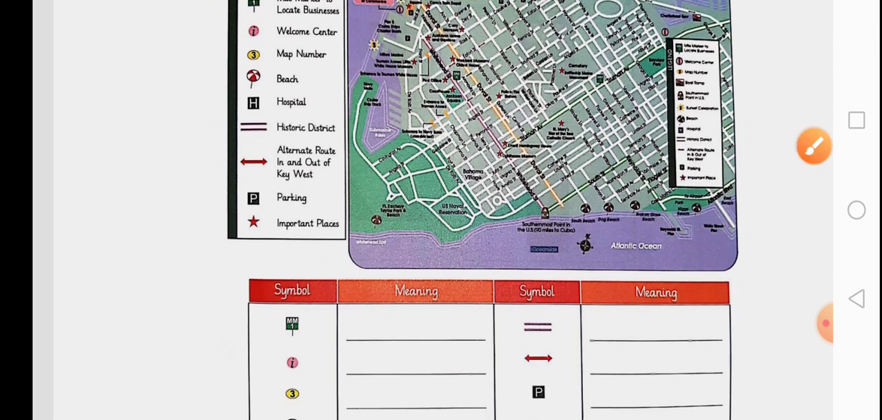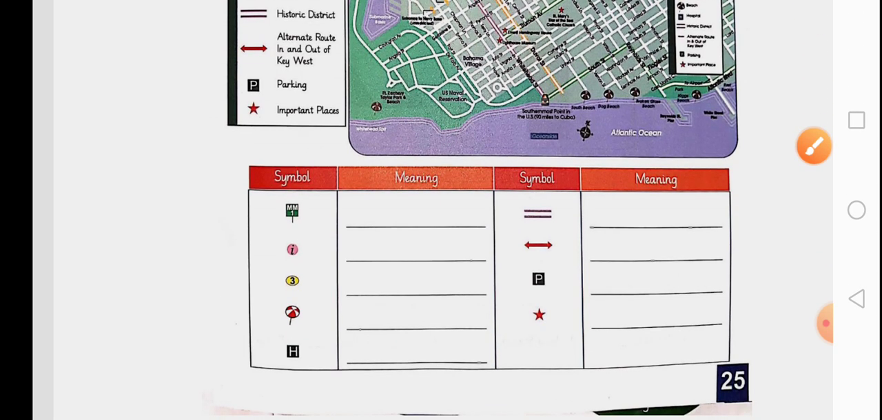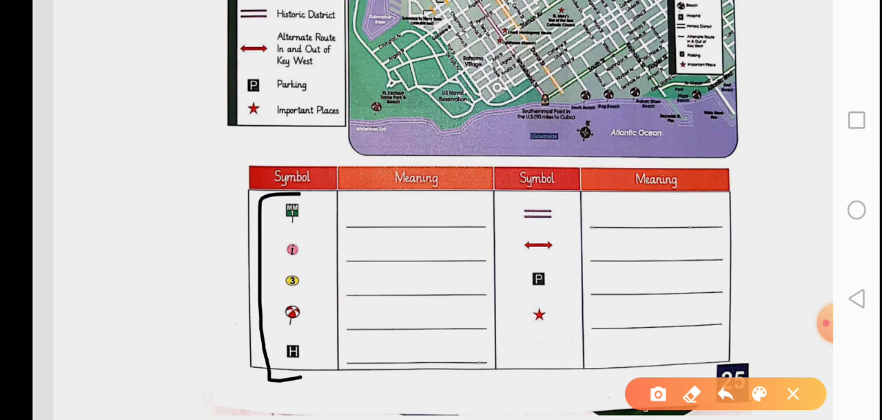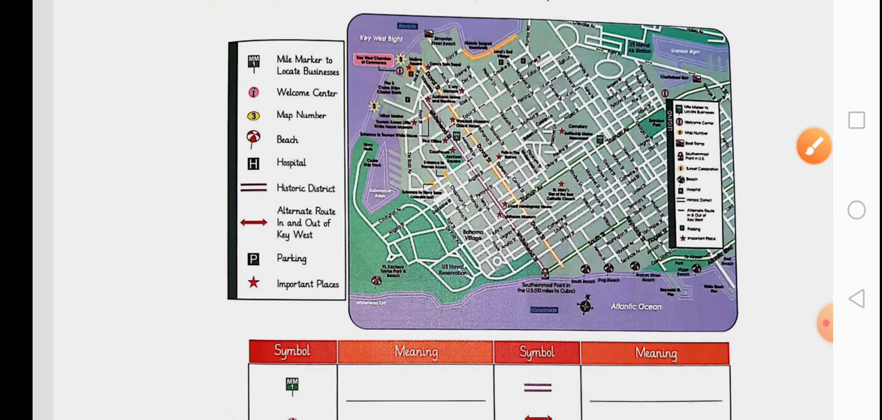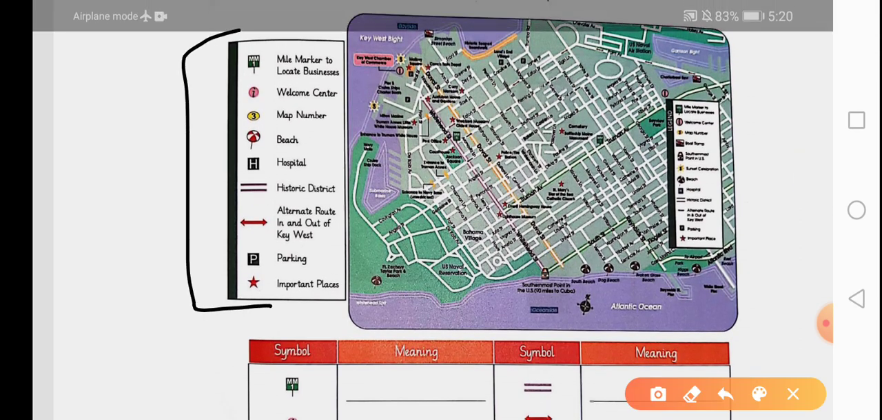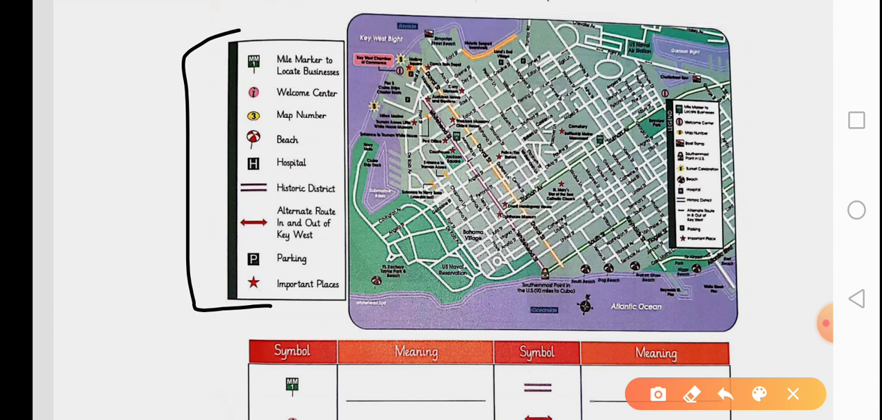You have to solve this worksheet by filling and solving this table. In this table, they have drawn the symbols like this, and you have to write the meanings before them. You will find the meanings of these symbols from this key. Here is the key. You will check the meaning and write the meaning of symbols before them. Once you are done, take a neat and clean picture of your homework and upload it in the comment section.